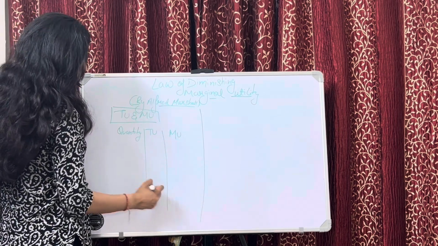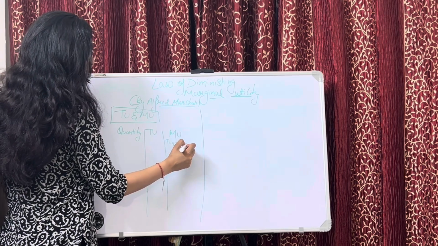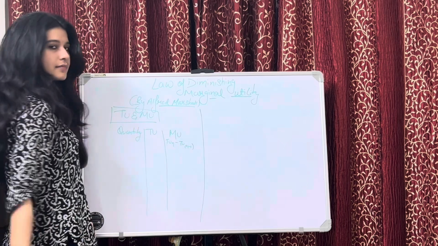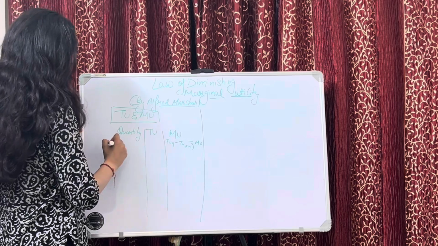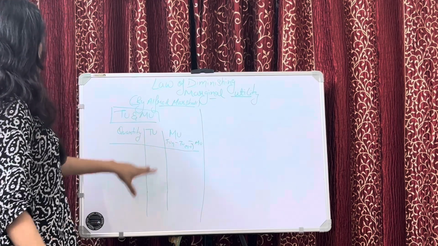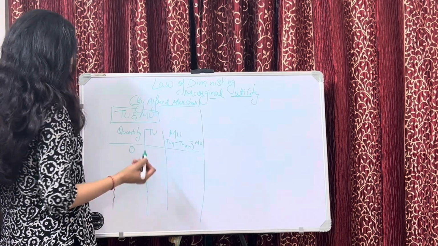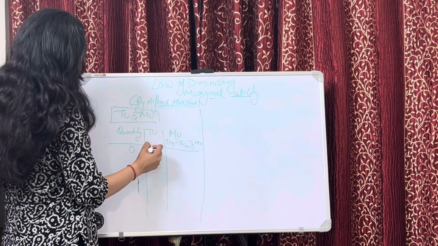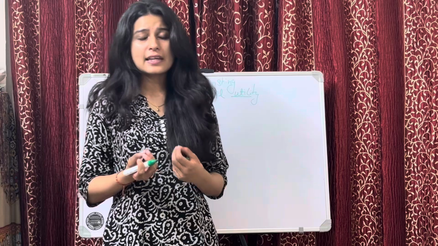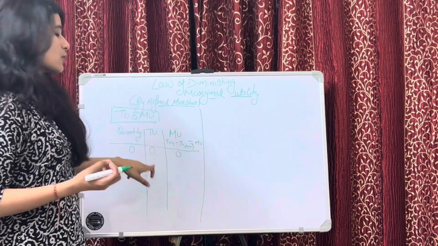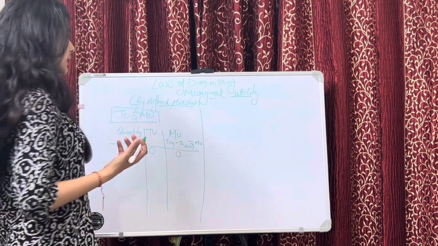As I told you, the marginal utility formula is TUn minus TUn-1. So this will be the formula of marginal utility. Don't get confused. We'll calculate here so that you understand how we are calculating marginal utility. Suppose you are consuming no quantity, so your quantity is 0. Your total utility will be 0 and your marginal utility will also be 0. You're not consuming anything, right? So how can you get the satisfaction or the utility over there?